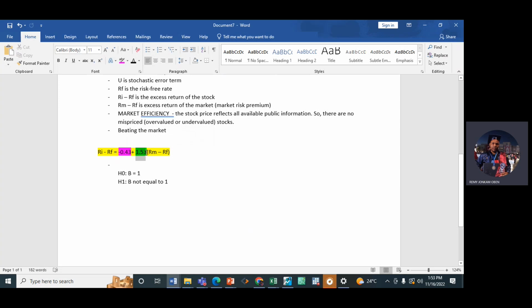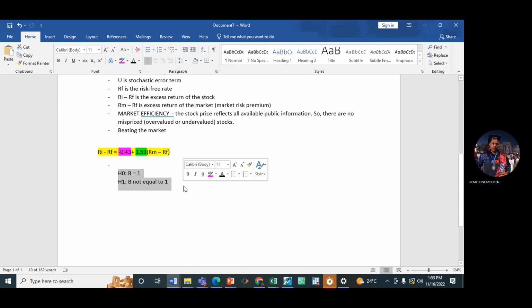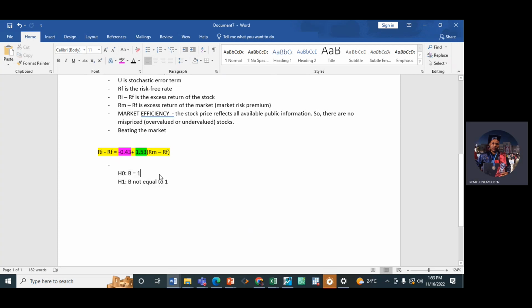Now for beta, we should use the hypothesis equals to 1, different from 1. And I've showed you how to do it on EViews. Now, if it is statistically equals to 1, which means it is insignificant, then we don't even need to check the mathematical value of the beta. We just conclude that systematic risk of stock is equals to systematic risk of market.